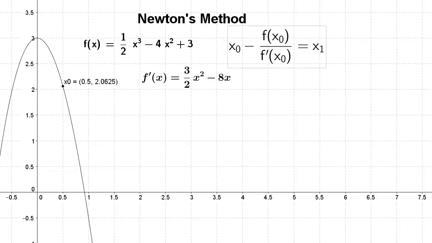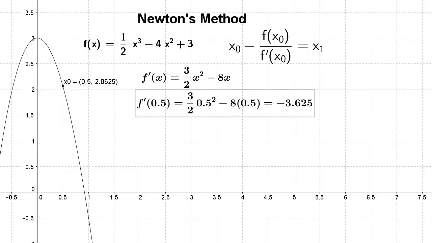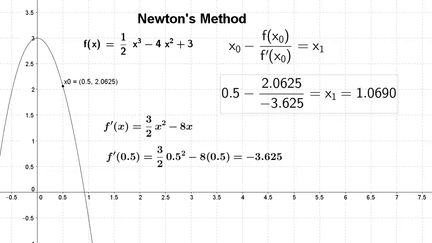So Newton's method: we're going to take x0 of 0.5, we're going to take f of x0, which is 2.0625, and we're going to evaluate the derivative at x0. And the derivative at 0.5, when you substitute 0.5 for x, is negative 3.625. So when we plug those numbers for x0, f of x0, and f prime of x0 into our equation, we get 0.5 minus 2.0625 divided by negative 3.625 is equal to our new x1, which is 1.069.